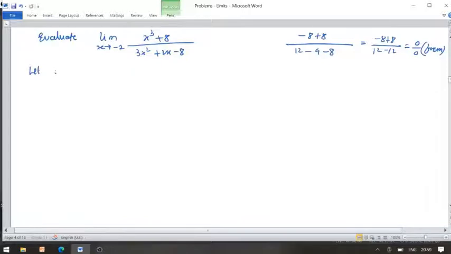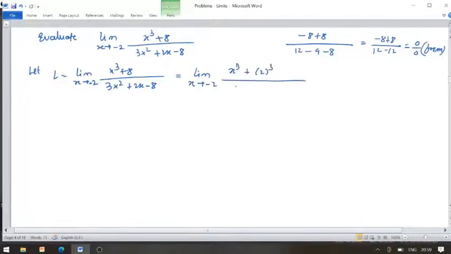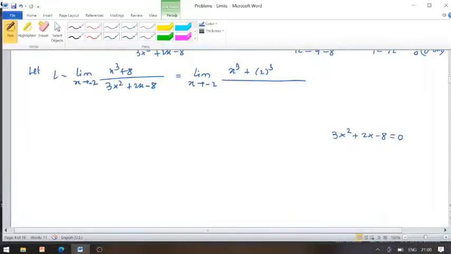So let us assume again L to be the given limit. Limit as x tends to minus 2 of x cube plus 8 divided by thrice x square plus twice x minus 8. So now we can write that the 8 as 2 cube. So limit as x tends to minus 2 of x cube plus 2 cube divided by, now how to find again the factors for your denominator? So let us consider it as a quadratic equation and try to evaluate its factors.